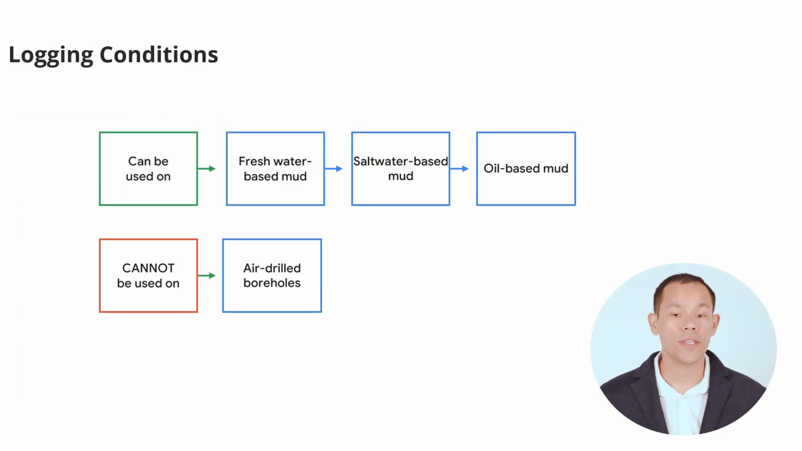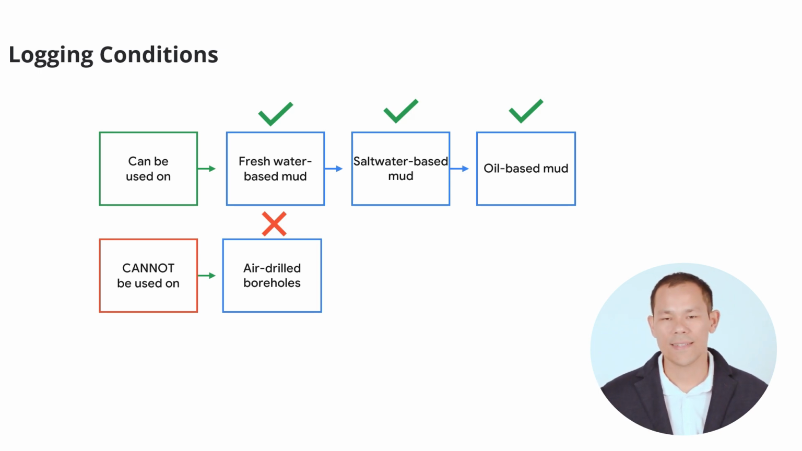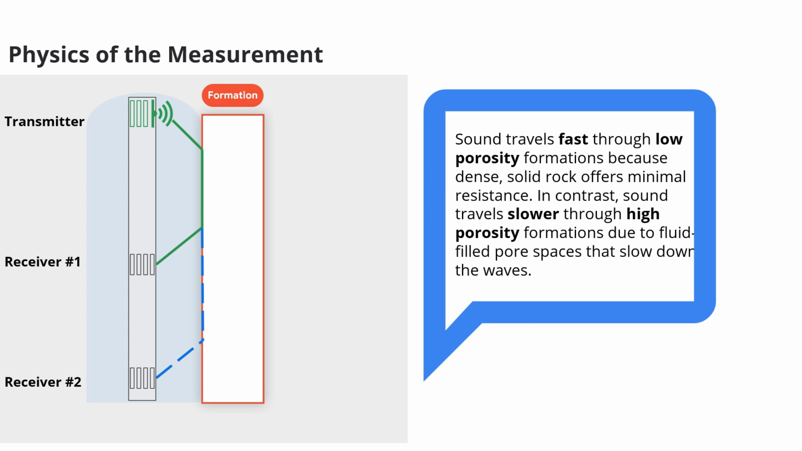Talking about the logging conditions, sonic tools are capable of acquiring data in most well conditions, including freshwater-based mud, saltwater-based mud, and oil-based mud. However, they cannot provide accurate data in air-drilled boreholes, since sound does not travel well through air. Acoustic porosity tools in wireline logging measure how quickly sound travels through formation rocks.